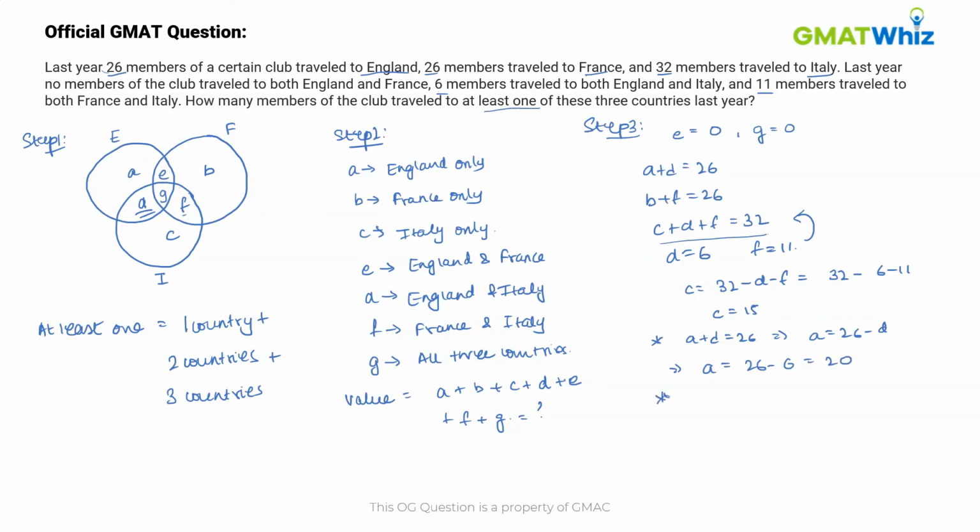Again, we can find the value of B using the equation B plus F equals 26. And since the value of F is 11, we have B equals 26 minus 11, which is equal to 15. Hence, the number of members who travel to at least one of these three countries will be equal to 20 plus 20 plus 15 plus 6 plus 11 plus 0 plus 0. This is equal to 67. Hence, the correct answer is option B.